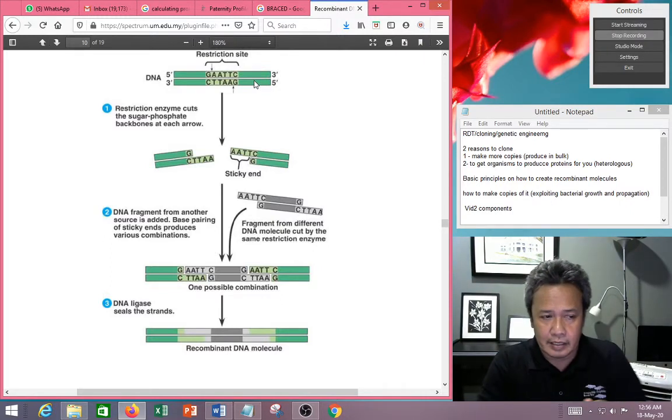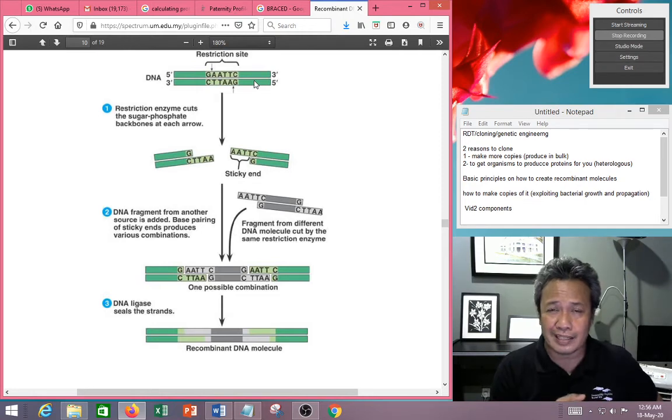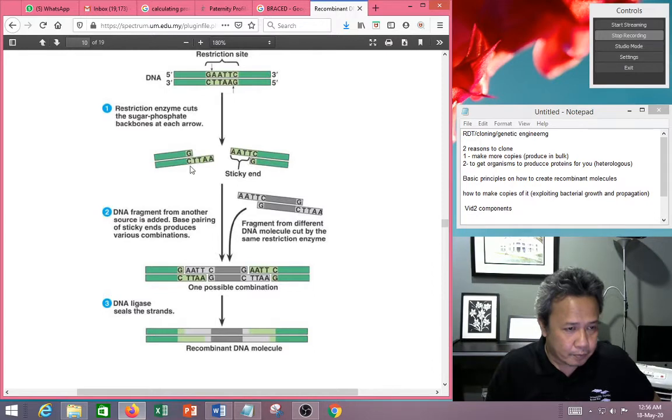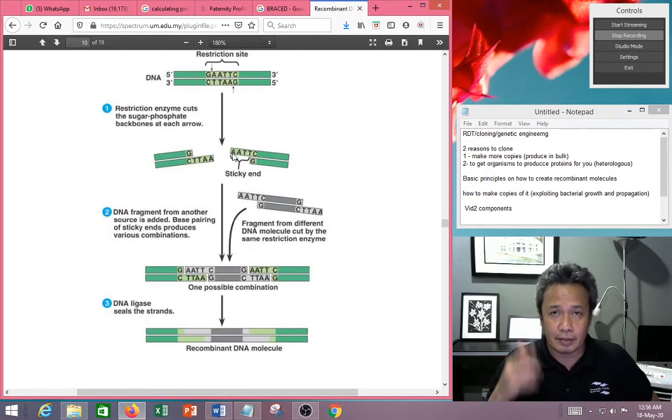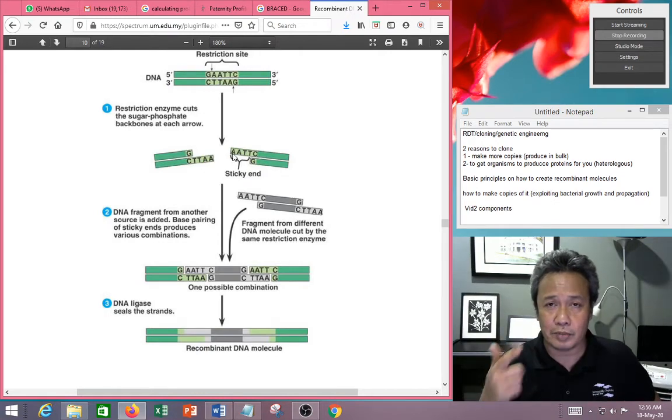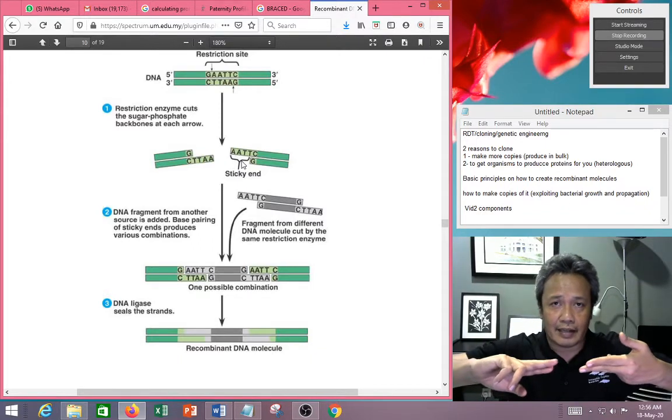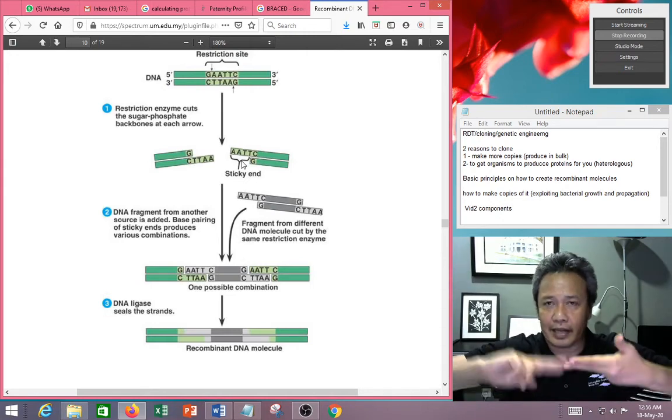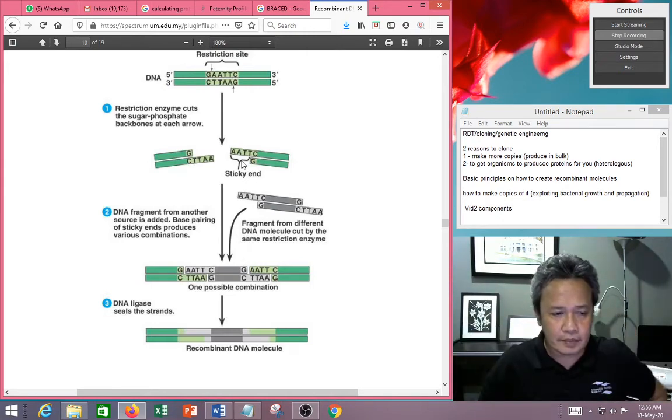Now, in this case, it does what you call a staggered cut. That means it cuts between G and A at the top strand, and it cuts between G and A at the bottom strand. So it gives you what you call sticky ends. Why is it called sticky? Because remember, DNA molecules like to be in a double-stranded position. So AATT will attract another complementary sequence AATT and it will bind, right?